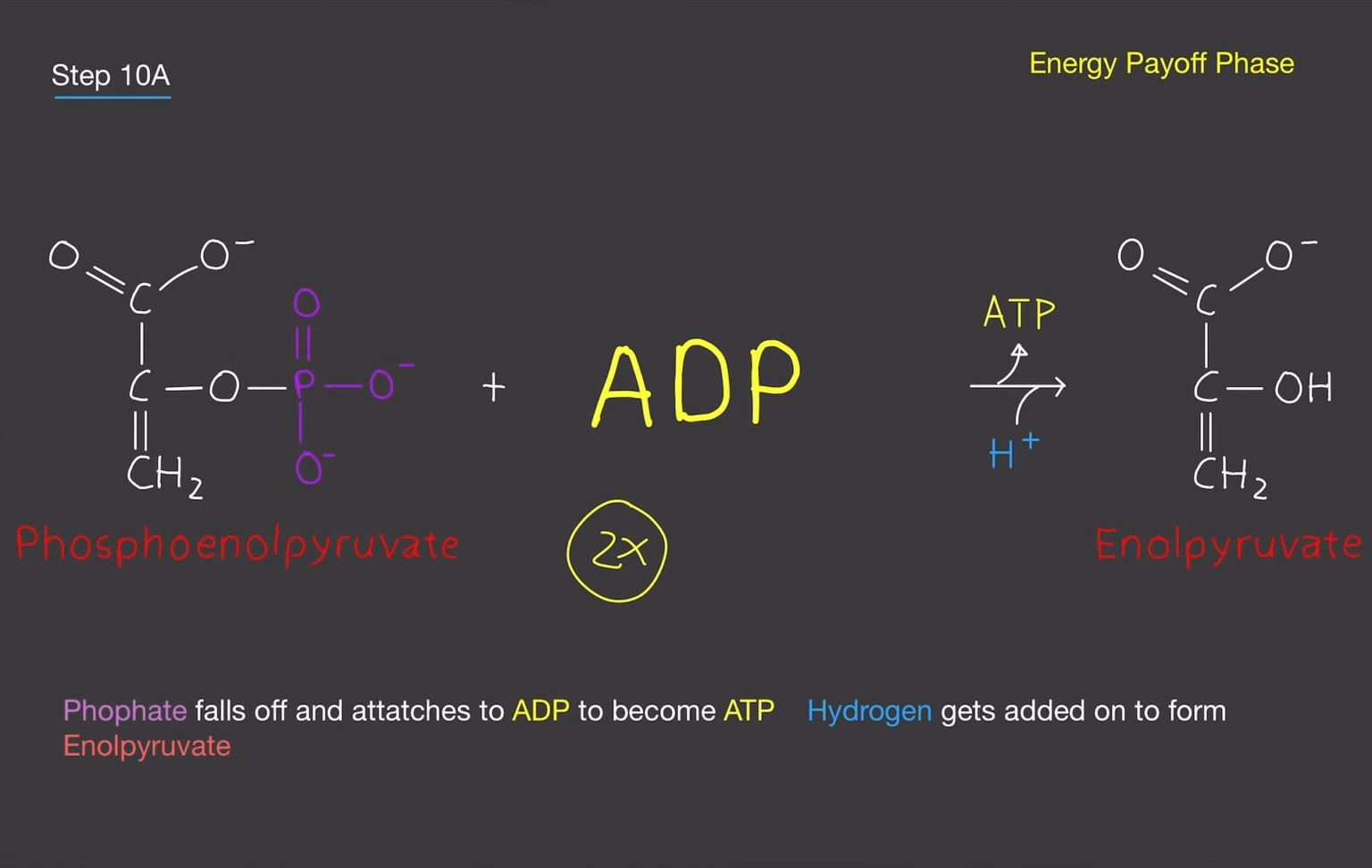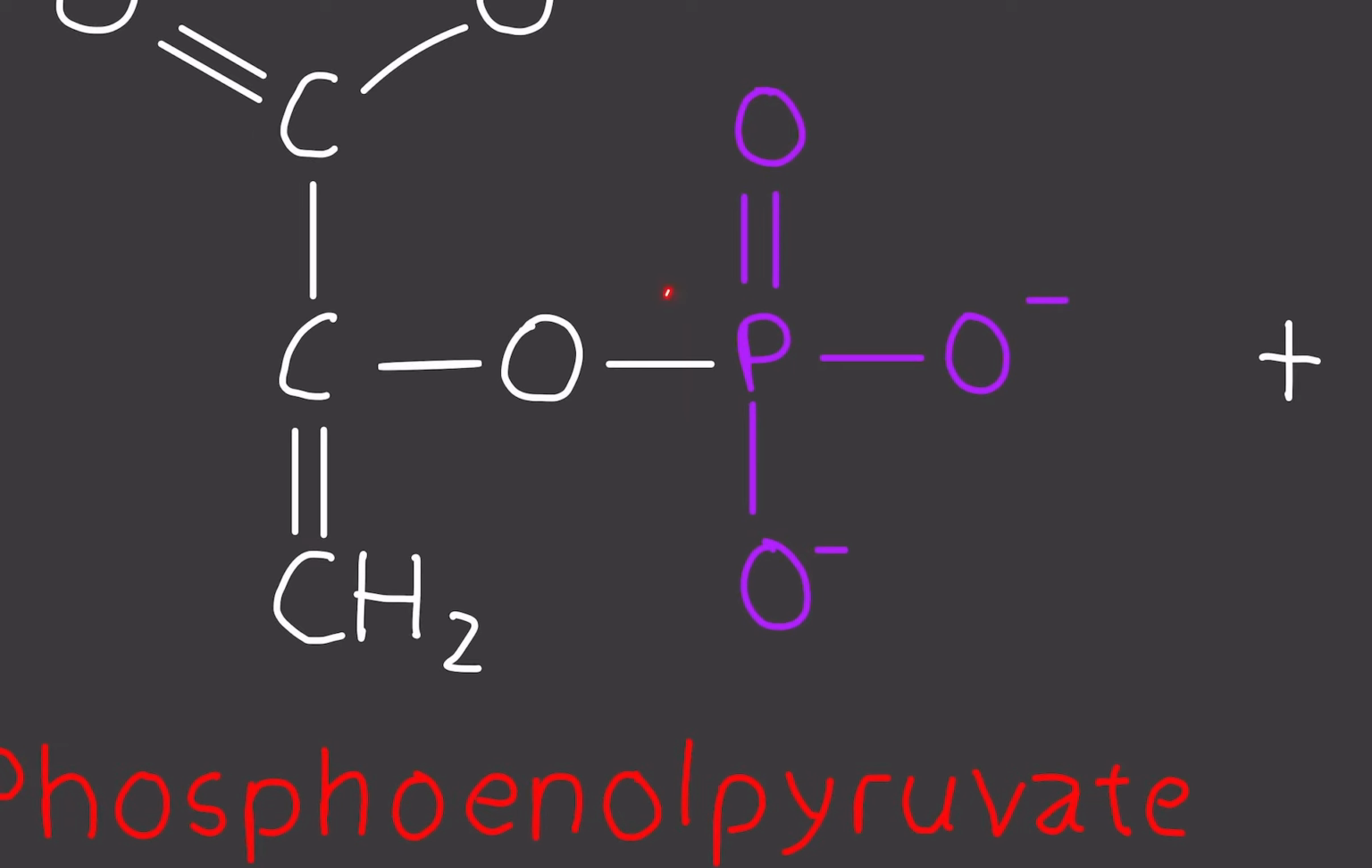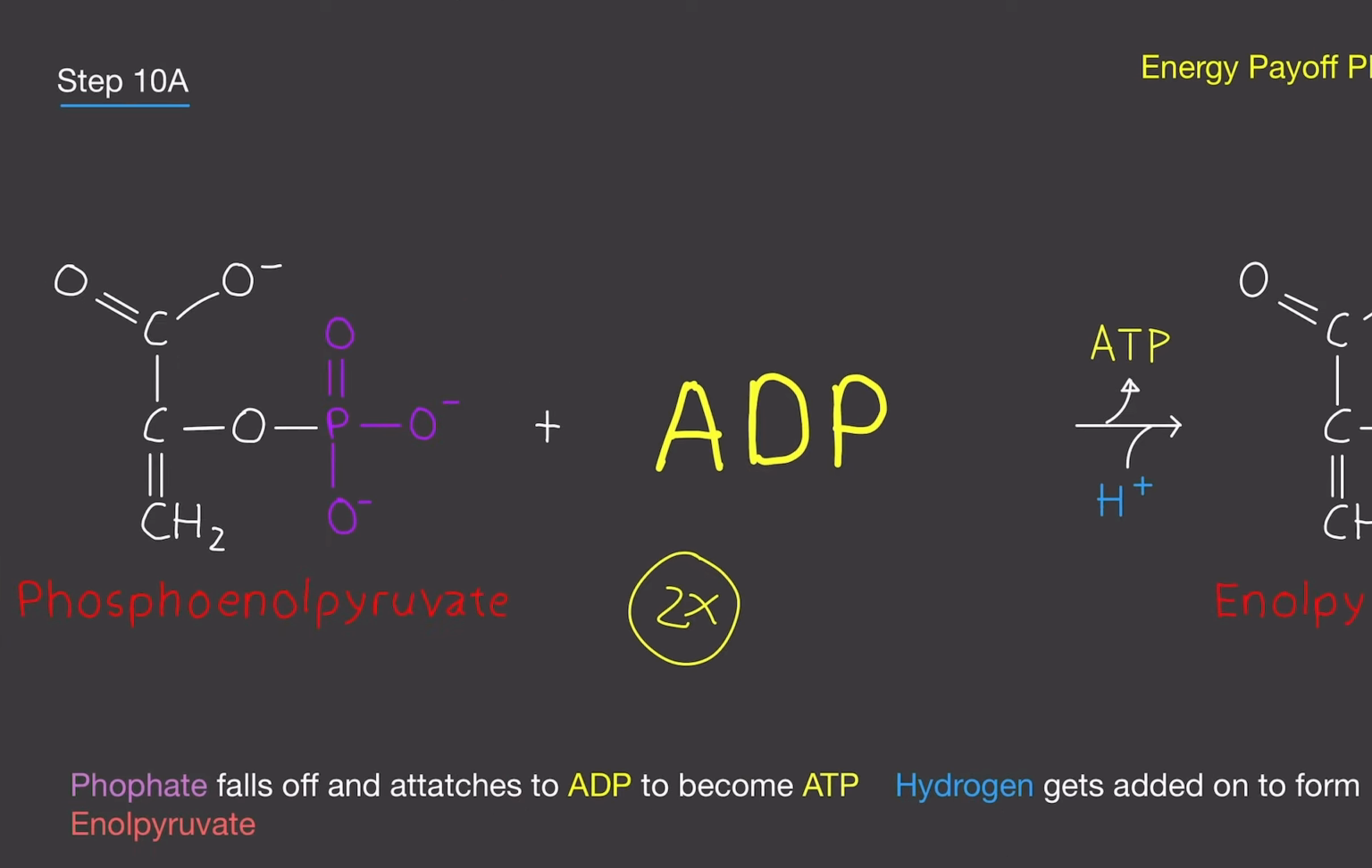Phosphoenolpyruvate. An ADP molecule is going to come. And what's going to happen, actually without an enzyme here, is the phosphate is going to detach and join ADP. When it does this, we get ATP because adenine diphosphate is now adenine triphosphate because we just added a phosphate group to it. So now we get ATP. But there's a little problem here. If you were to break this bond here, oxygen is going to have a negative charge. We can't have that.